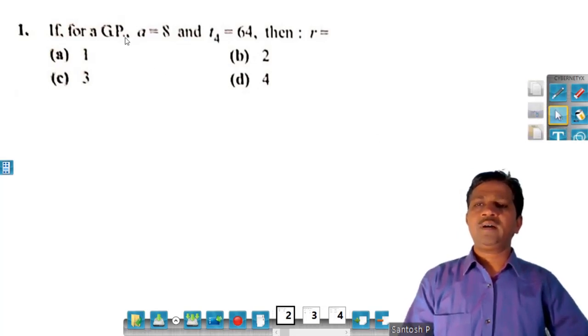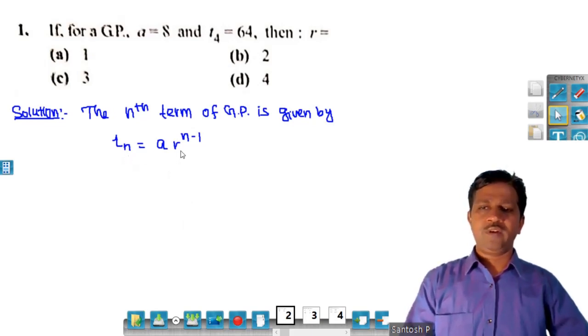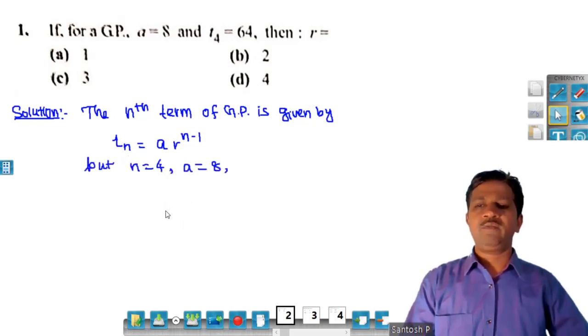A GP is given, A equals 8 and T4 equals 64, that is the fourth term of the GP, and we have to find R. We know the formula for the nth term of a GP is Tn equals A into R raised to n minus 1. Putting n equals 4 in this equation, you will get T4, and also putting the given value of A, which is 8, and we have to find R.